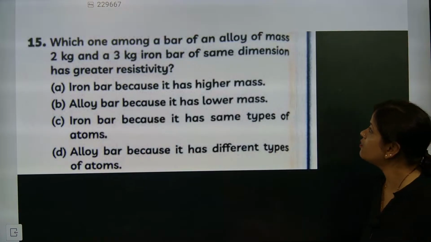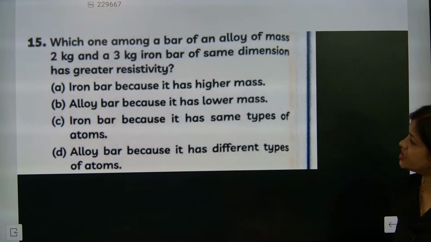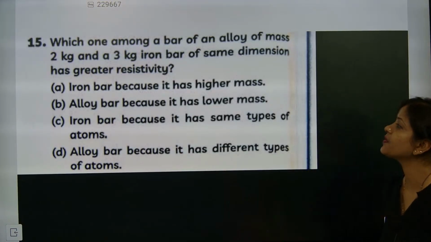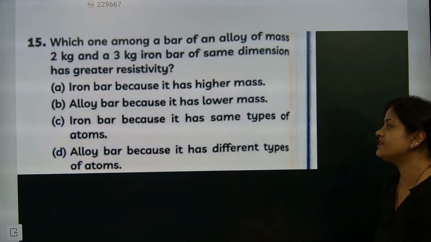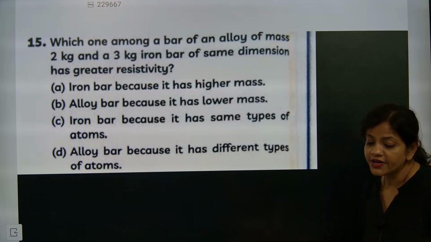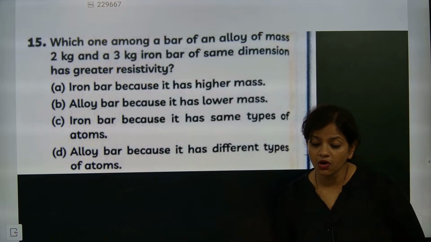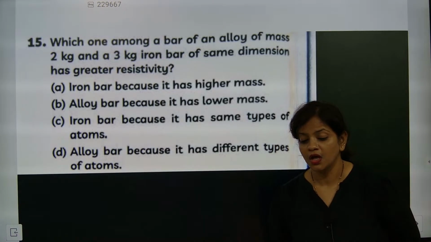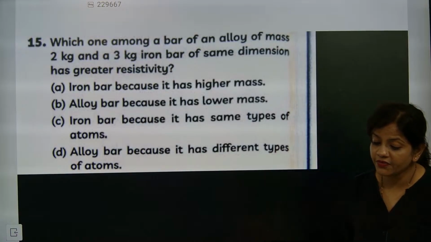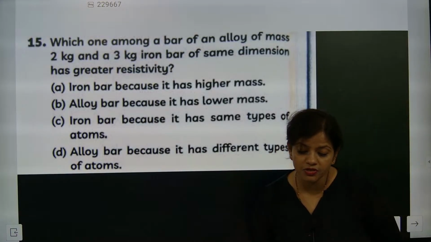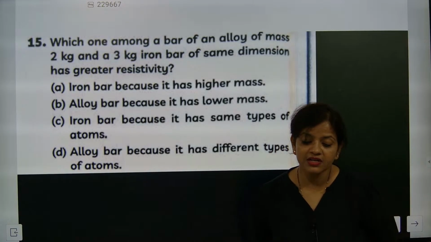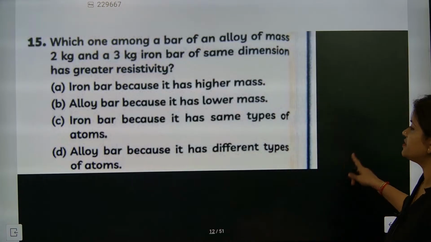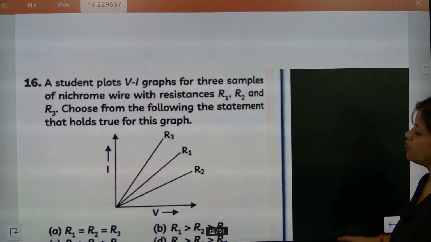Among a bar of an alloy of mass 2 kg and a 3 kg iron bar of the same dimension, understood? Dimension means shape. Then which is having greater resistivity? Definitely the resistivity of the alloy will be more, no doubt, because alloys are made with different combinations of metals. So definitely they will have a higher resistivity. Okay, now go for this question.